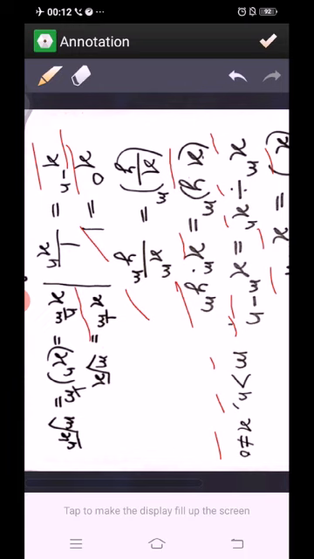X power 1 upon m. Power 1 upon m means mth root of x. If this is x power 1 by 2, then it will become second root of x. If power is 1 upon 3, then it will become third root, that is cube root of x. Then similarly x power n upon m, then it can be written x power n and its power 1 upon m. It means mth root of x power n.